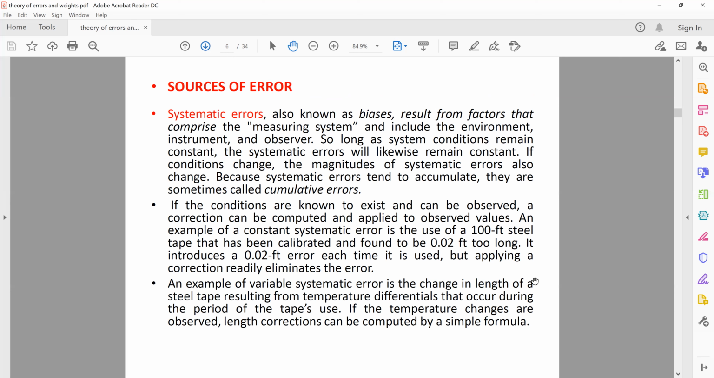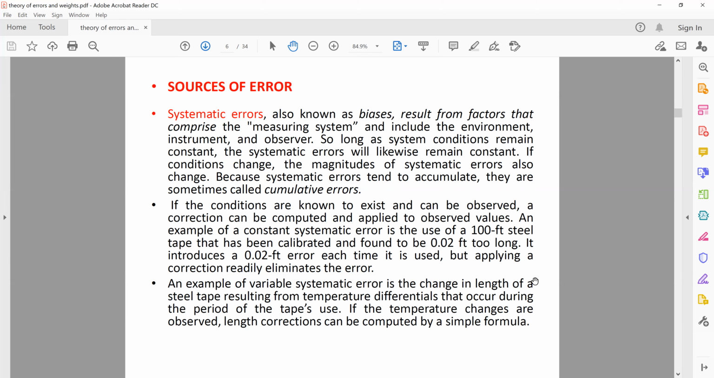So systematic error is a broader term and it can be applied to a number of reasons which cause the error, which includes environment, the instrument, and the observer. So these are the errors which actually you can do something about. So if it's because of the environment, you can apply the correction for refraction or correction for wind or correction for temperature. So we've studied about these corrections.